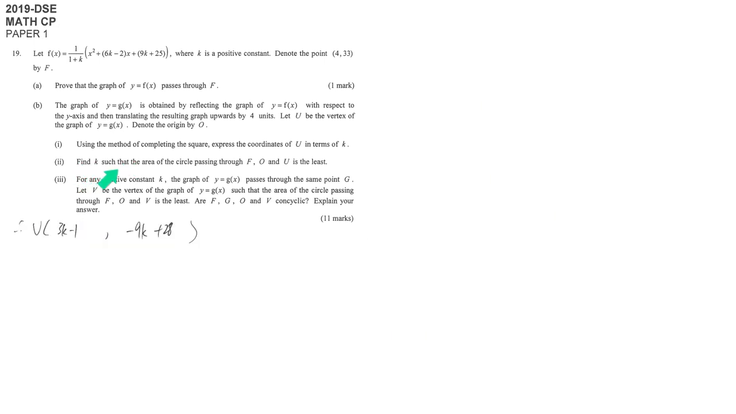In B2, we have to find k such that the area of the circle passing through these 3 points is the least. In this question, maybe it's very confusing. That's why we try to draw the question and also do some analysis first. f(x) depends on different values of k. It will give you different shapes. But however, no matter what k is, in part A we already confirmed that it cancels out with the denominator and then it passes through (4, 33). So that means no matter what the shape is, it passes through this point (4, 33).